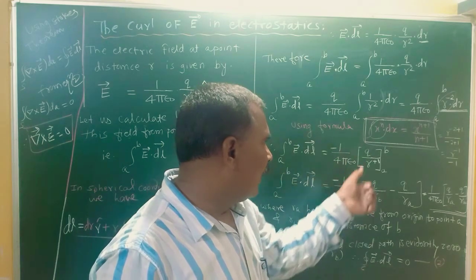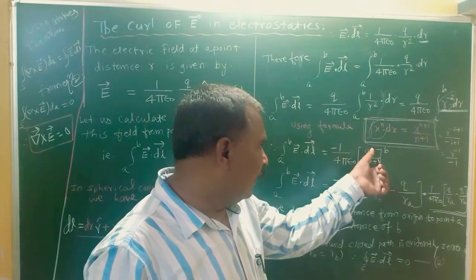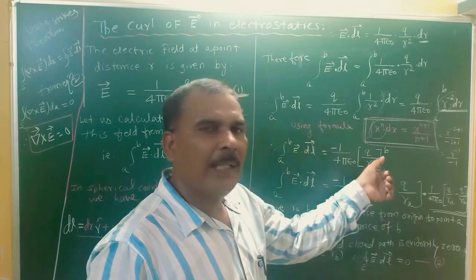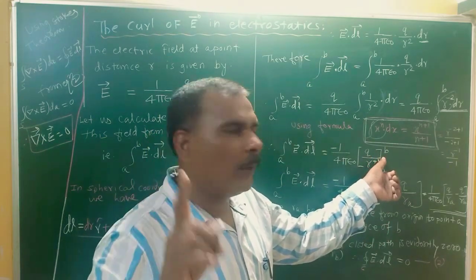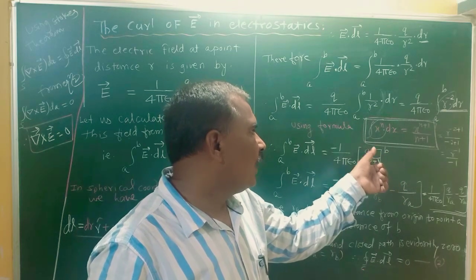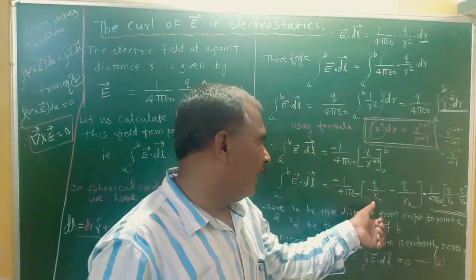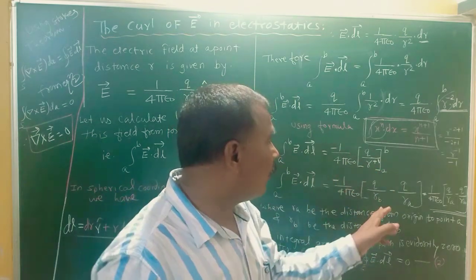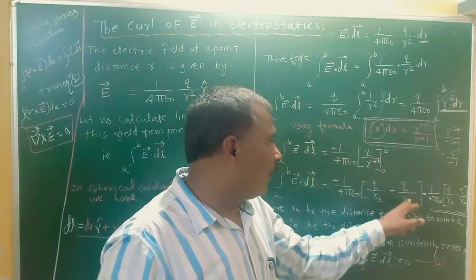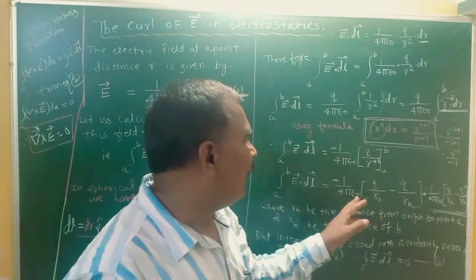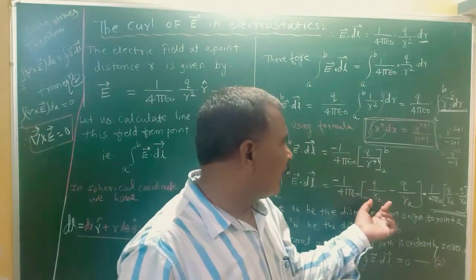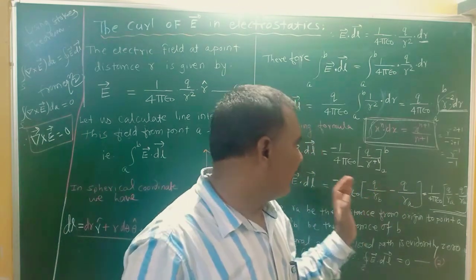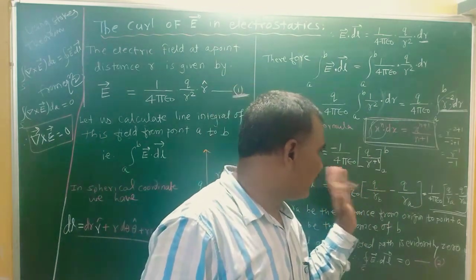Minus 1 upon 4 pi epsilon 0, and in the bracket we have q divided by r, upper boundary minus lower boundary. We use first the upper boundary, which is B, so q upon RB. And the lower boundary is A, so upper boundary minus lower boundary gives minus q upon RA. This is the lower boundary. After that, q is taken out and the minus sign is taken inside.